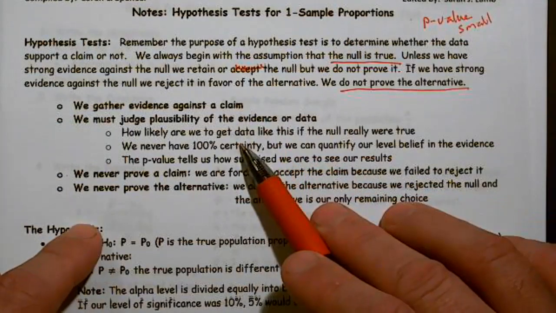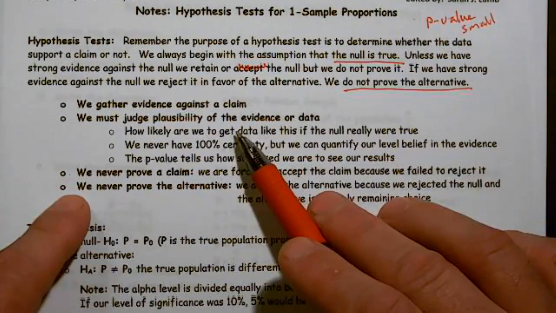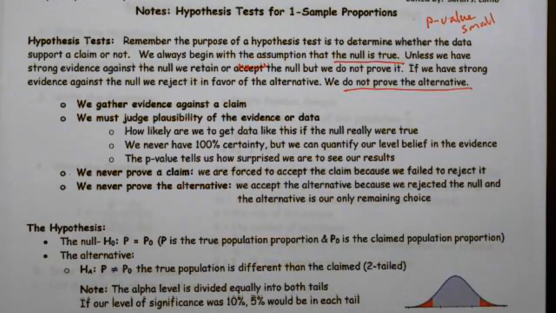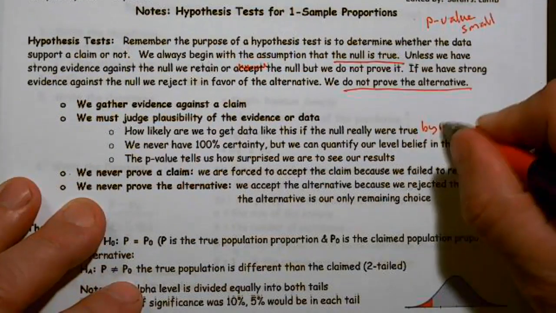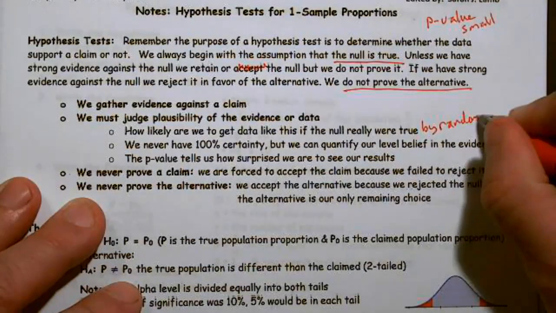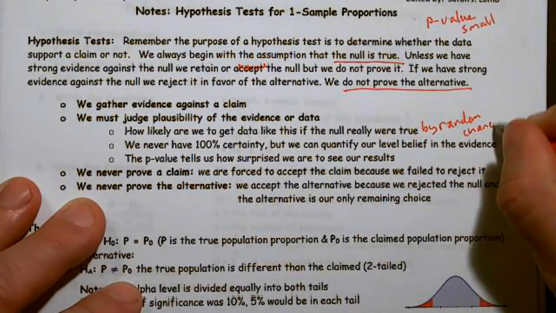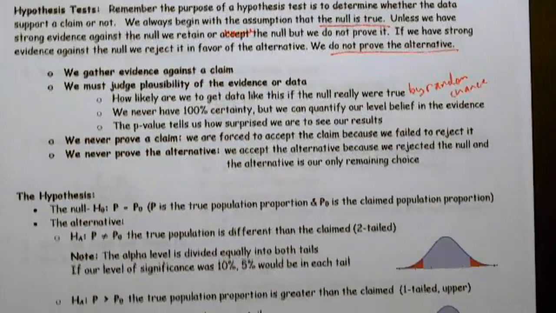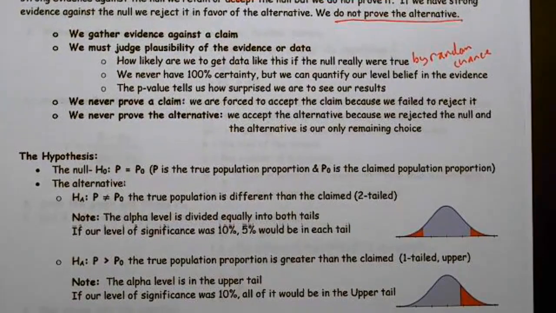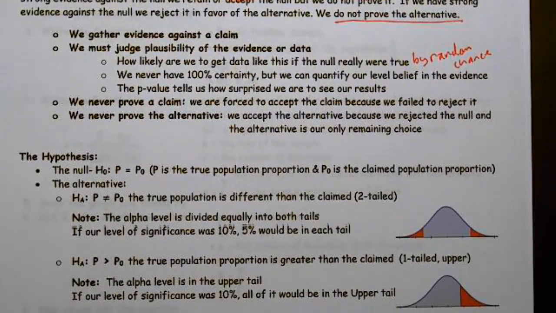And so then once we collected the sample, we have to gauge the plausibility of the evidence. How likely are we to get this if the null was true by random chance? Because we know all samples vary. So by random chance, we could get a sample, and it's how likely are we to get it. Please remember, we never have 100% certainty, but we still can quantify our belief using the p-value.